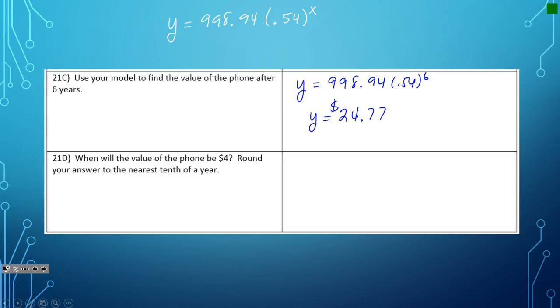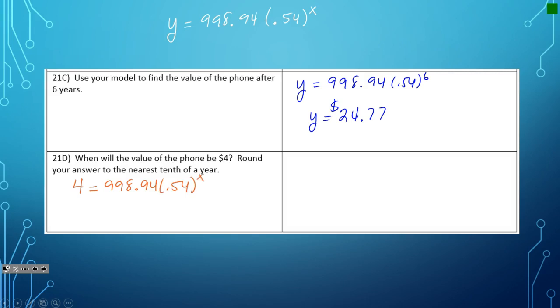Now we're going to go backwards for part D. It says, when will the value of the phone be $4? So now we're going to plug that into our y value and we're going to solve for x. So I'm going to do 4 equals 998.94 times 0.54 to the x. And we need to solve for x here.